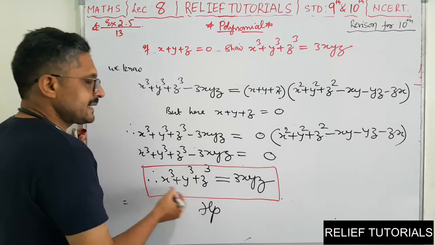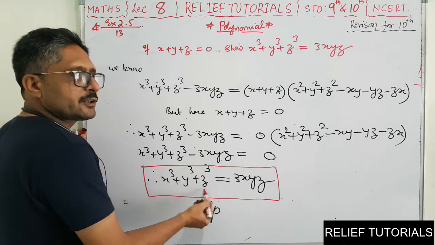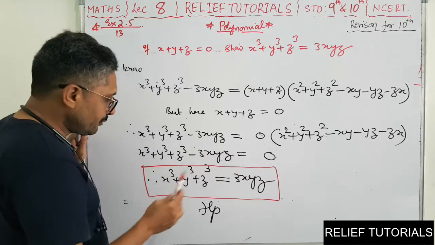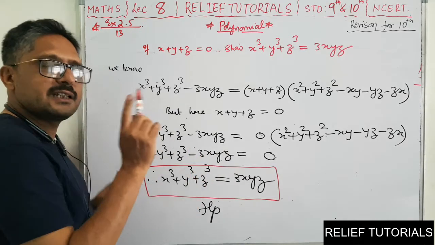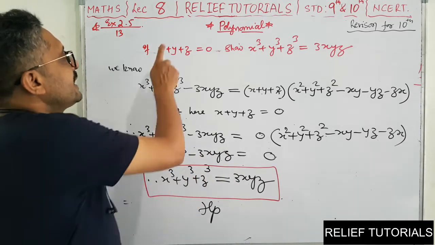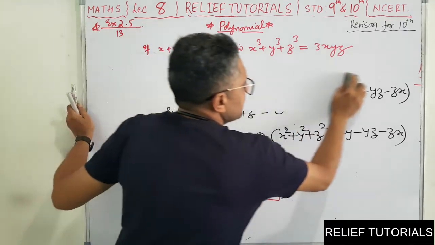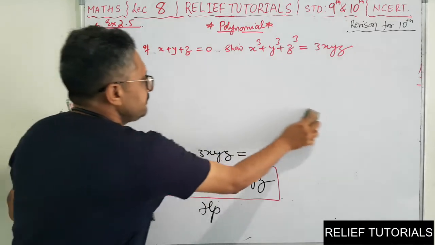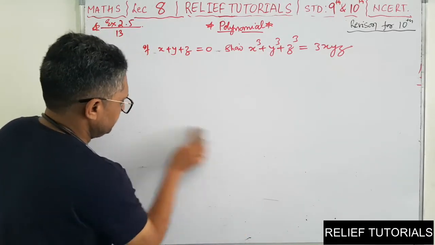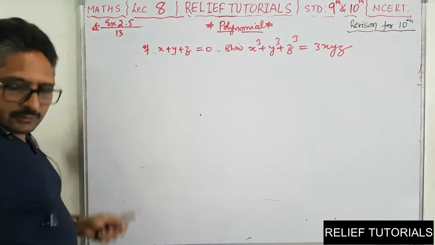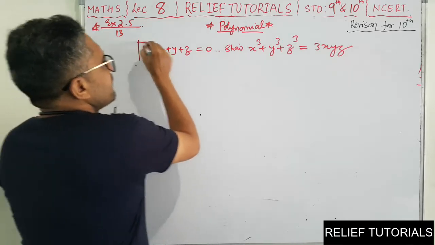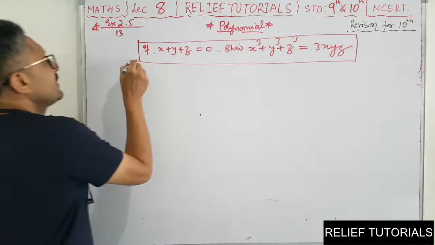But there is a condition. x cube plus y cube plus z cube is equal to 3xyz if and only if x plus y plus z is 0. So this is the result, you know. I am just writing it here for your information.